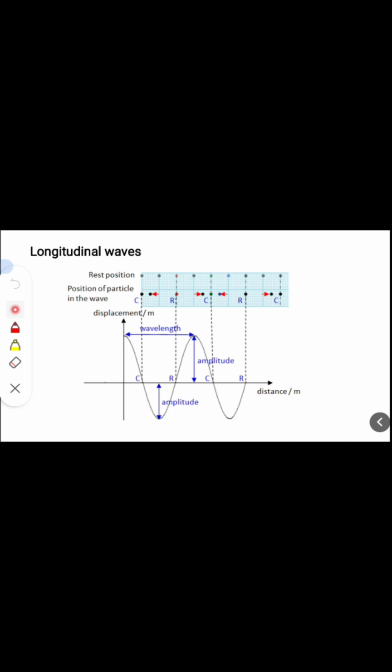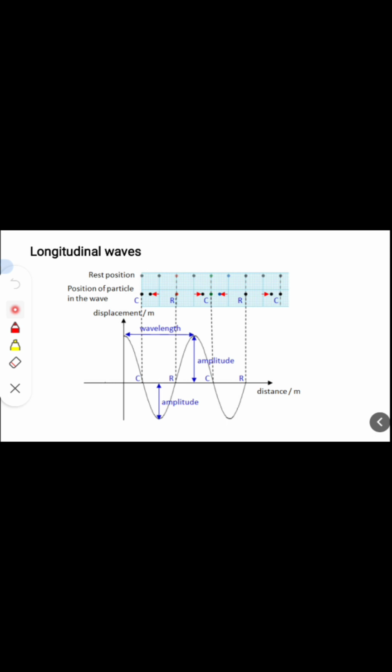So you should memorize that the compressions and rarefactions are formed where the particles have zero displacement. The particles on either side of it are moving towards that point, creating a compression, and the rarefaction on the other side. So here the displacement and distance graph will give you the amplitude and the wavelength values, so you could determine that also, right?